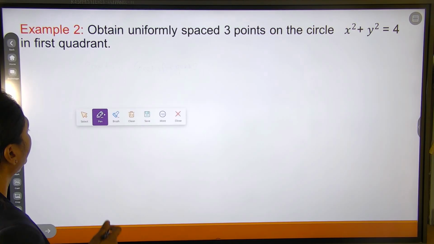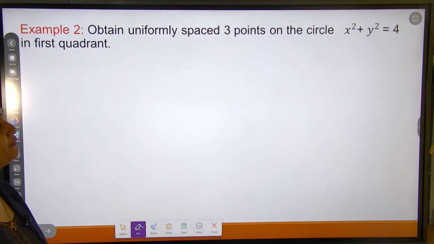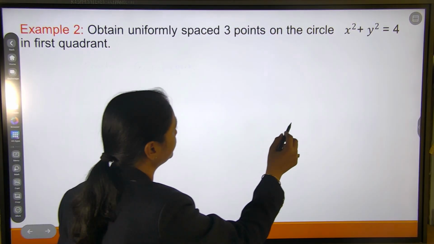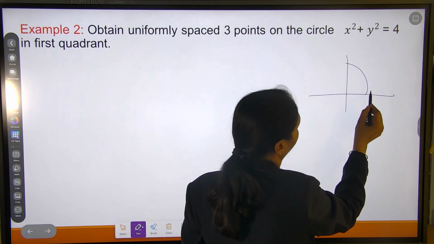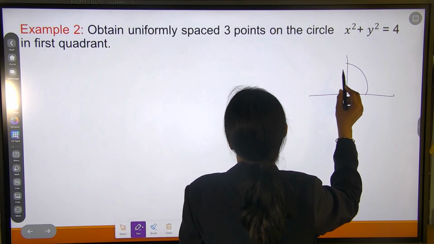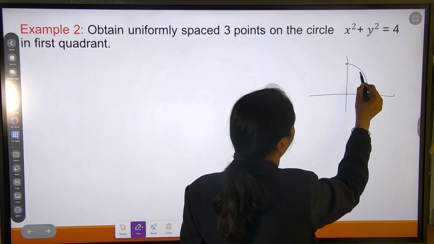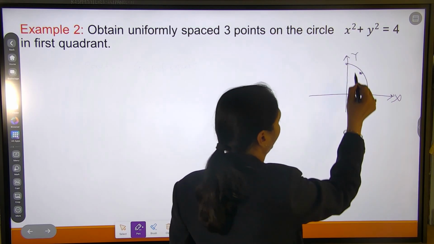Now let us see another example. Obtain uniformly spaced 3 points on the circle x square plus y square is equal to 4 in first quadrant. First quadrant, that means here we have to find the 3 points on this portion of the circle. This is x axis, this is y axis.